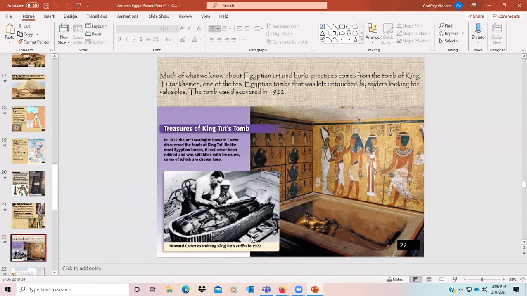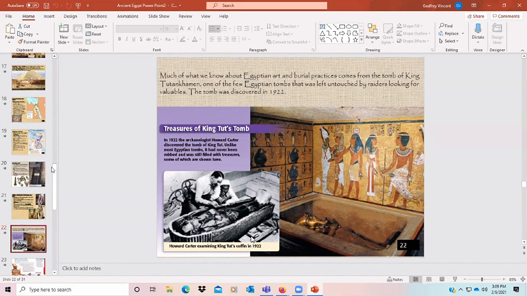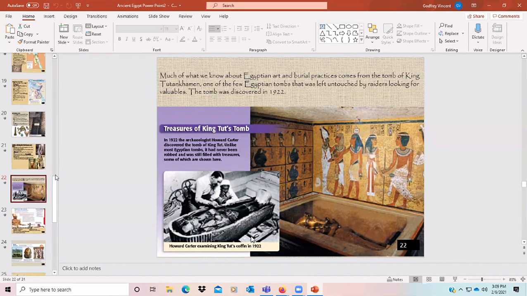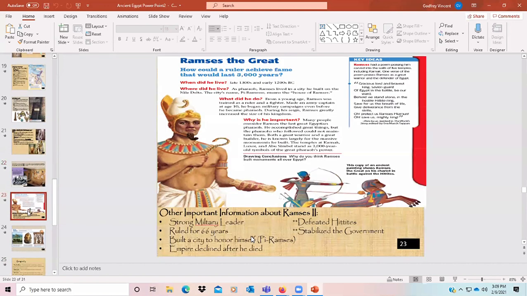Another pharaoh was called King Tutankhamen. We call him King Tut for short, a famous pharaoh. And this is the tomb. His tomb was discovered in 1922. Another great pharaoh was Ramesses the Great.